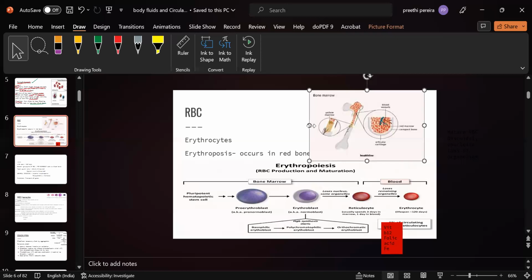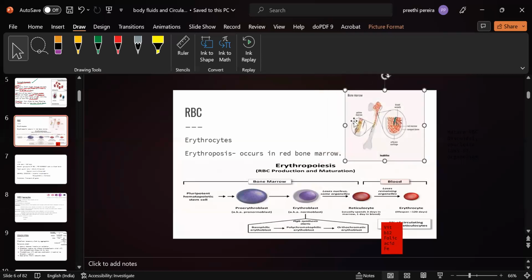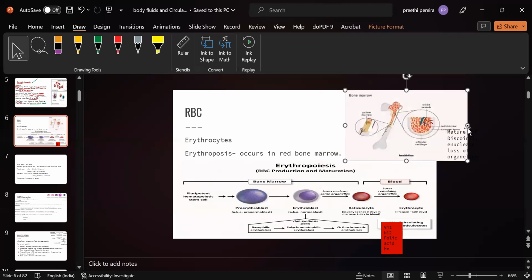Now we will see RBC. What is RBC? RBC is a formed element. इसको हम और एक नाम से बुलाते हैं, उसका नाम है एरिथ्रोसाइट्स. साइट्स मतलब सेल. एरिथ्रो इज द कलर, एरिथ्रो मतलब रेड कलर. So RBC is what? रेड ब्लड कॉर्पसल्स. एरिथ्रो मतलब रेड कलर एंड साइट्स आर सेल्स. So these are red color cells.